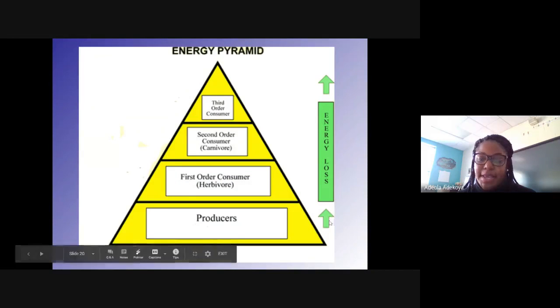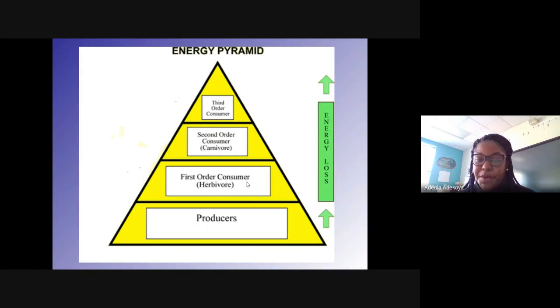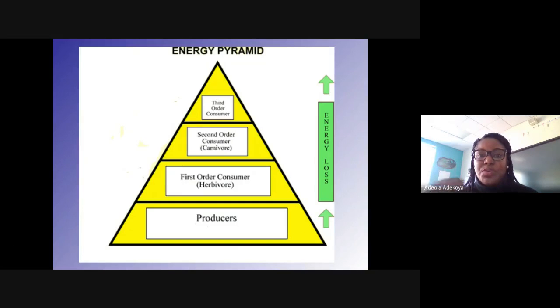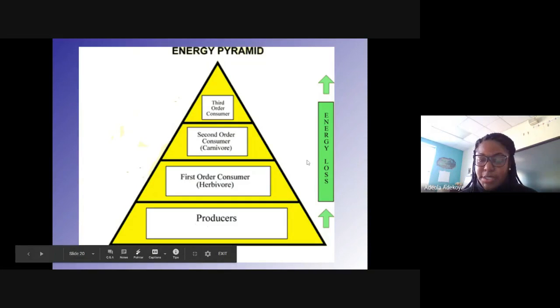All right, so again, as energy moves up from the sun to the producers, and then the primary consumers, the secondary consumers, and the tertiary consumers, energy is being lost because some of that energy is used to grow, to move, and to do things, and we only store about 10% of the energy. All right, so it gets lost through the energy pyramid. An energy pyramid is another way to show how energy is transferred.